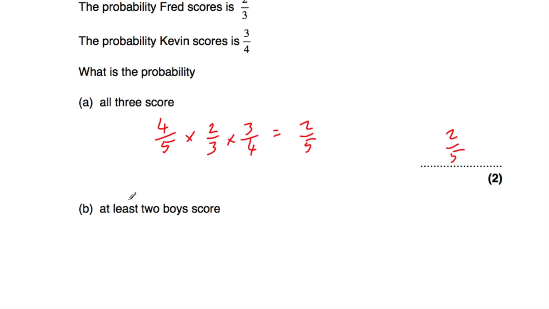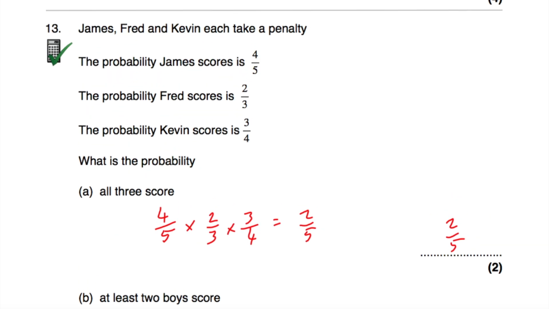Okay, and then part B. Part B says find the probability of at least 2 boys scoring. So at least 2 boys. That could be 2 of them or 3 of them, because it says at least 2. In terms of those outcomes, that could be all 3 scoring, James, Fred and Kevin. Or it could be James scoring, Fred scoring and Kevin missing. Or James scoring, Fred missing and Kevin scoring. Or James missing, Fred scoring and Kevin scoring. So let's work those out.